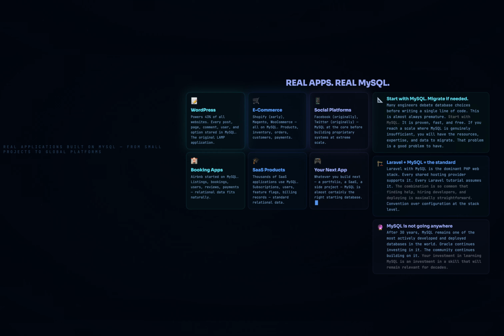Third, highly connected graph data. Social networks, recommendation engines, fraud detection, data where the relationships between entities matter more than the entities themselves. Graph databases like Neo4j model this naturally. But here's the important context. These 3 edge cases cover a tiny fraction of real-world web development. For the vast majority of applications, MySQL is exactly the right choice.